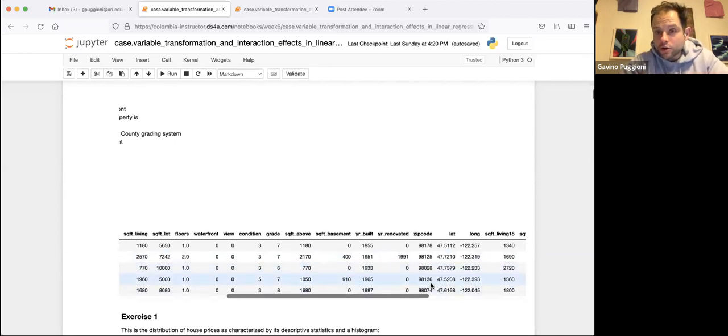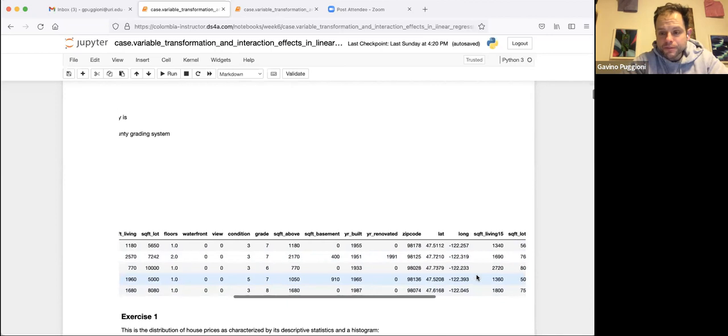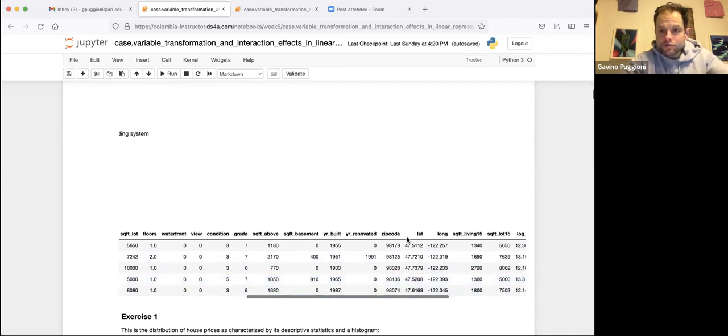Then you have the zip code, which is a postal area. Then latitude and longitude. These are geographic coordinates that pinpoint the location of the house. So the latitude would be the northing and the longitude would be the easting.